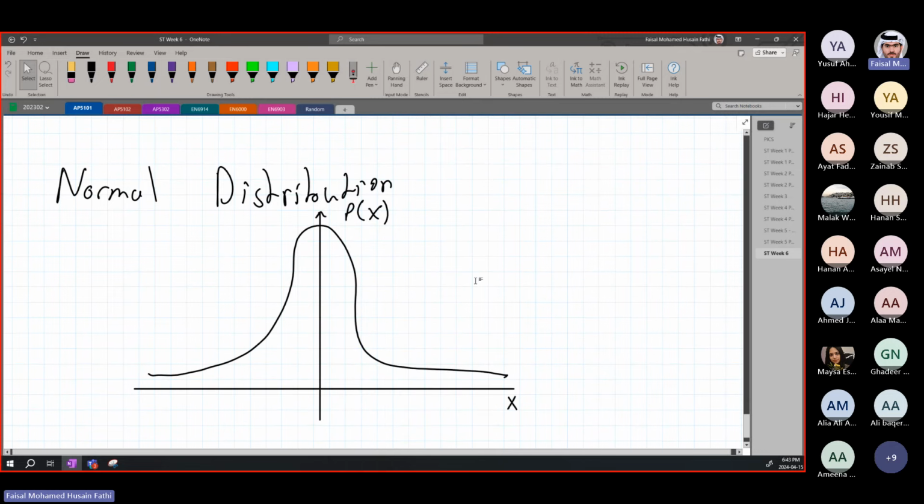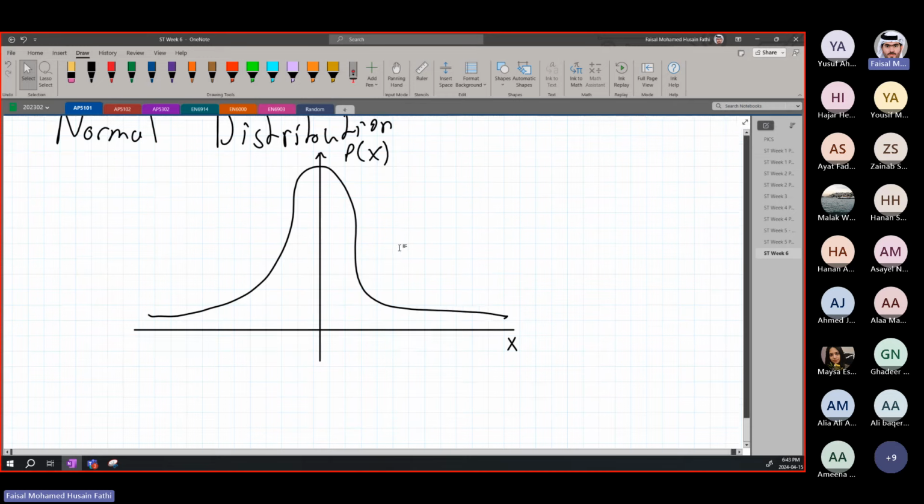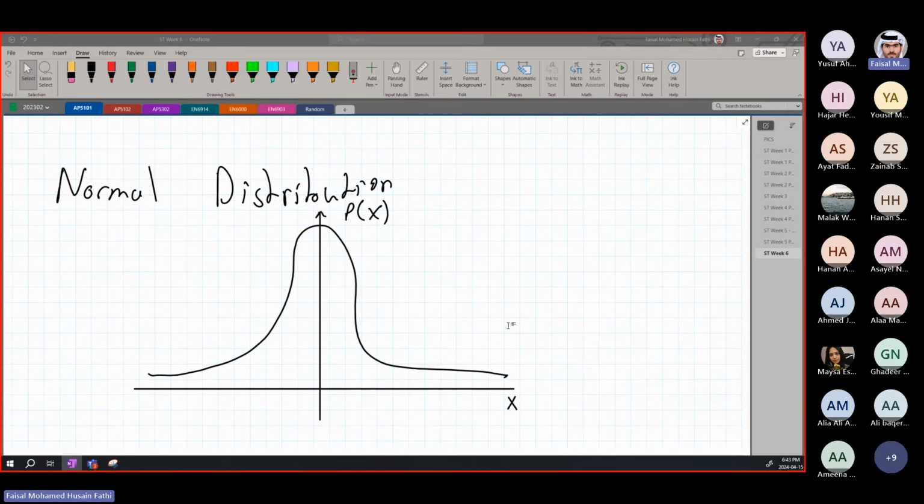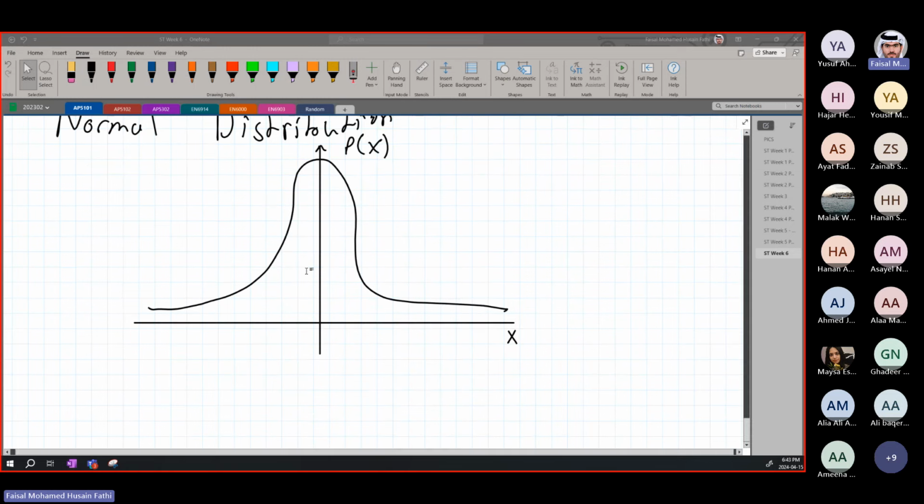normal distribution. Normal distribution, like I said, it's continuous and it has this shape. What you need to know about normal distribution is this is the normal shape of it, called the bell curve. And the distribution has a few important things. So the middle part here, the center, is called your mean. This is your mean mu. This is the center of your normal distribution.